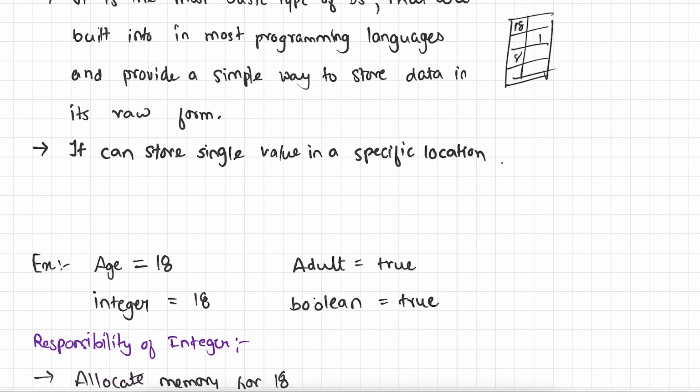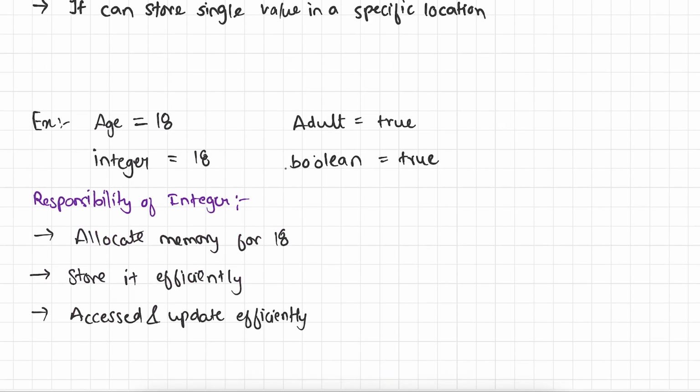So let's understand this primitive data structure with some examples. Let's say we have age, and age is 18, and I want to store this age in the memory. To store 18 in the memory, programming languages provide a primitive data structure called integers. Using these integers, we can store all the whole numbers in the memory.